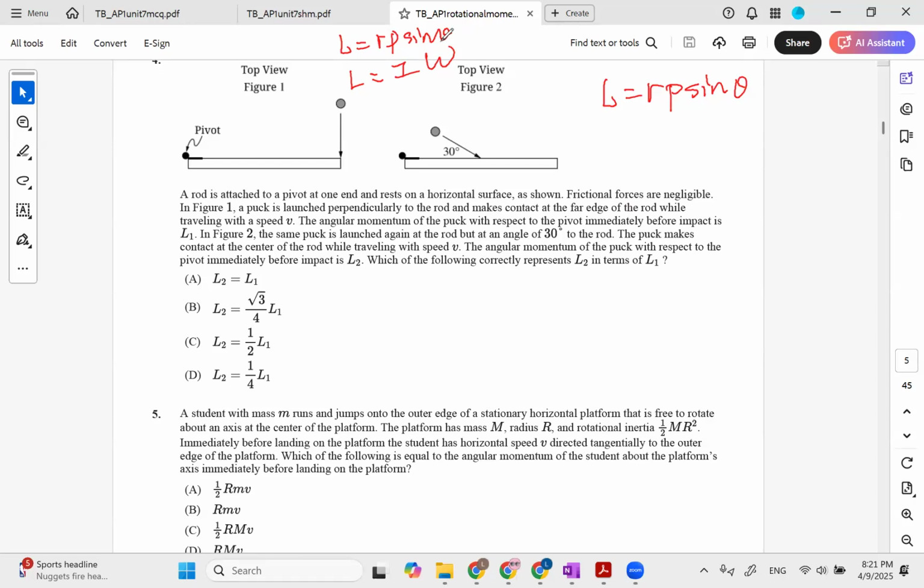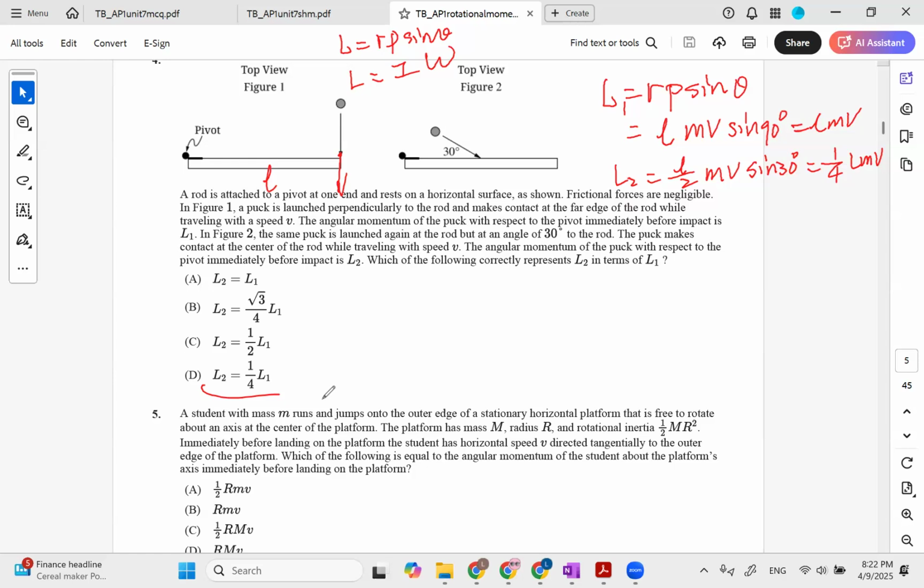So what is r p sine theta? It's perpendicular to the rod. This one is sine 90, right? So it will be L, the length of the rod, and then m v sine 90. That's L1, right? Then how about L2? L2, it tells you it's a half. m v, and then sine 30. So what do you get? 1/4 L m v. This is L m v. That's why you will get D.